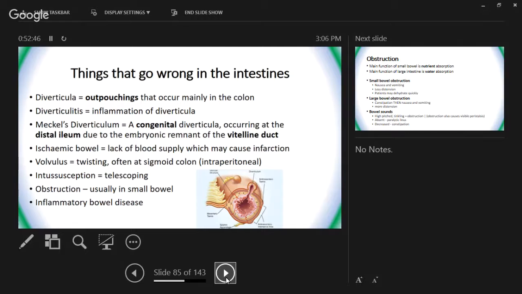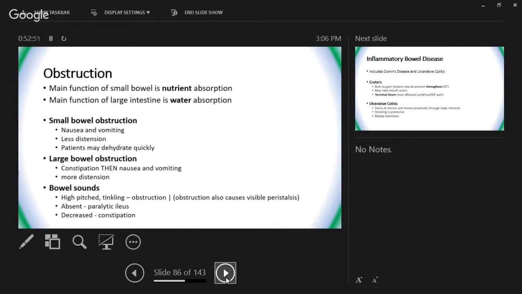So, the main function of the small bowel is nutrient absorption, and the main function of the large intestine is water absorption. Stuff coming through the ileocecal valve, the division between the small and large intestine, moves through the large intestine, and more and more water gets absorbed. By the time it gets to the end of the large intestine, it should be solid.